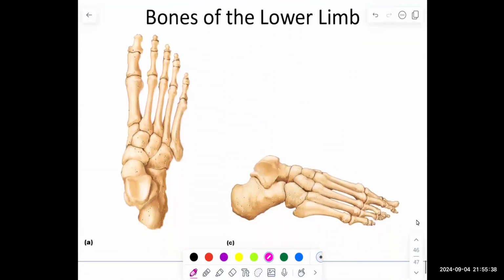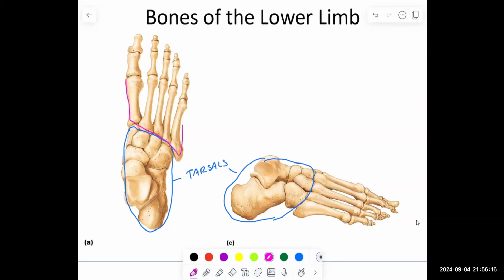Bones of the foot and ankle. Why am I brain farting? You have your ankle bones. There are 7 of them. These are your tarsals. These are often referred to as the ankle bones, but that's a bad term because it also includes your heel bone, the real ankle bone. We'll go over that in lab. The foot bones, metatarsals.